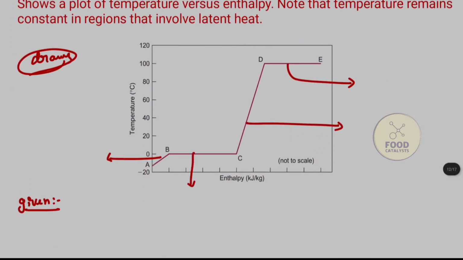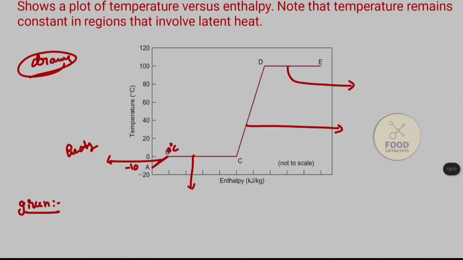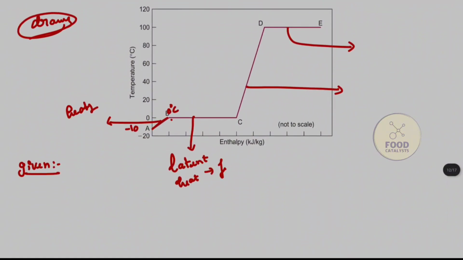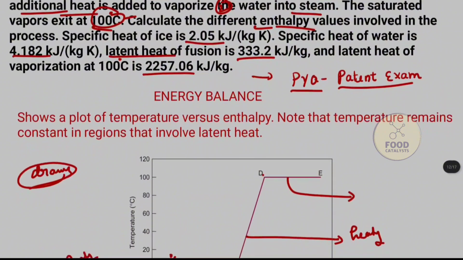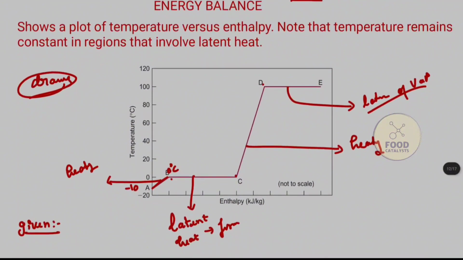I'll tell you how. First, the ice is heated from -10 to 0 degrees Celsius. This is the first segment, AB. From B to C, it's latent heat, which means the temperature is not changing, but the ice starts melting because of the latent heat of fusion. From C to D, I am again increasing the temperature and heating. Once it reaches 100 degrees Celsius, it is the latent heat of vaporization. It continues to change into water vapor but does not change the temperature.